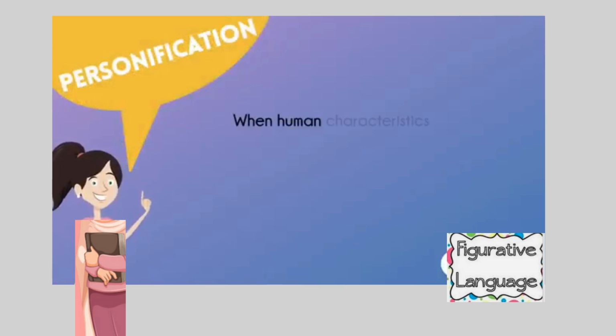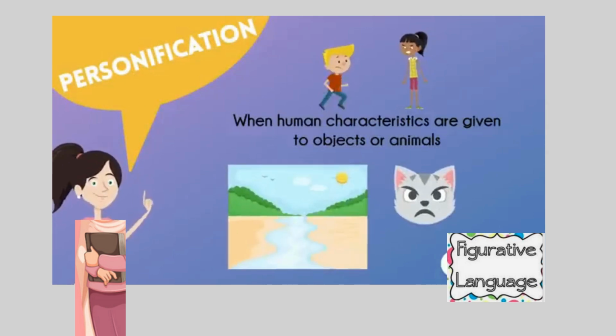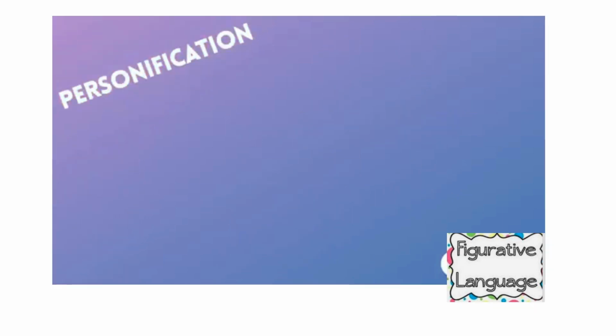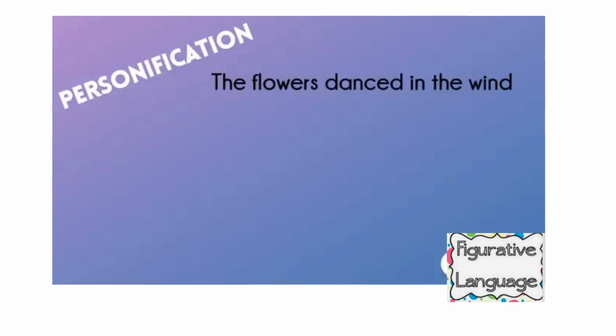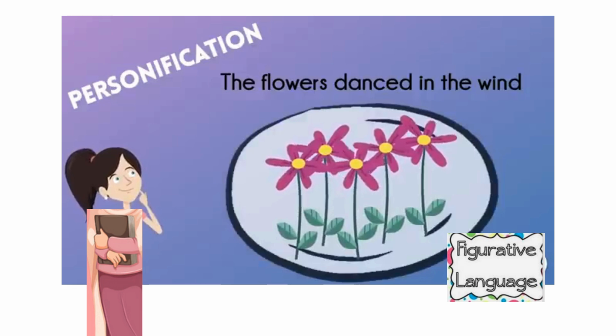Personification is achieved when human characteristics, such as actions or feelings, are given to non-human things like objects or animals. It is used to make these objects more relatable and is commonly used in poetry. For example, "The flowers danced in the wind" uses personification to give the flowers the human quality of being able to dance.